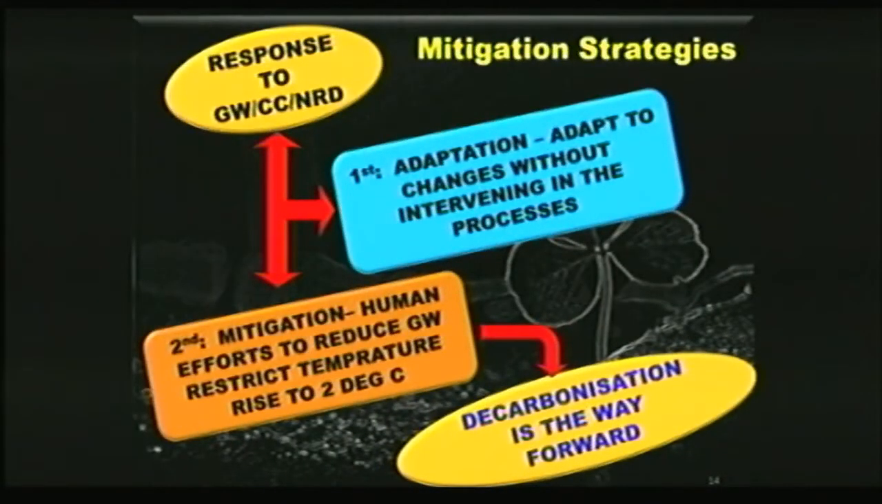Now, what exactly are the mitigation strategies? Before we get onto the slide, how do we evaluate it? What exactly are the mitigation strategies? We have only two possible responses to global warming or climate change. One possibility is that we keep accepting the change as it is happening right now.